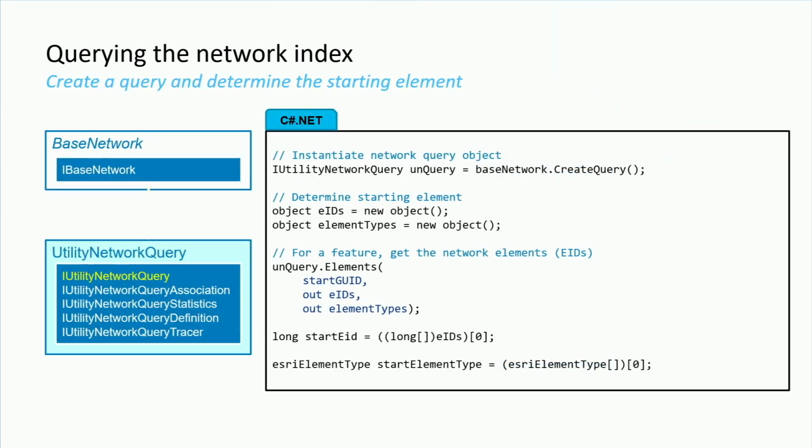So now, let's say I have a feature that I want, and I want to get the corresponding element for that feature. To do that, once we have our IUtilityNetworkQuery object, we can run the elements method, pass in our starting GUID, and then we get the resulting elements for that feature. You also get information about the EID and the element type.